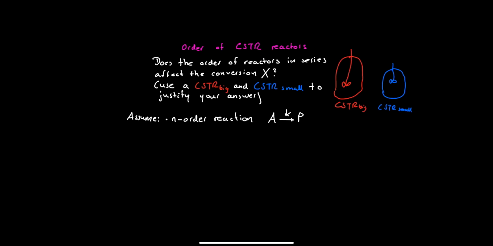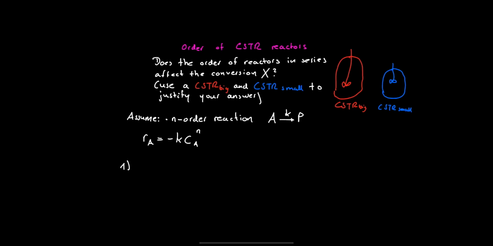to the product P. So as we have discussed in previous videos, the reaction rate of the species A is going to be equal to negative the rate constant K times the concentration of the species A elevated to the reaction order n. So to answer the question given, we want to approach this with a graphical solution.